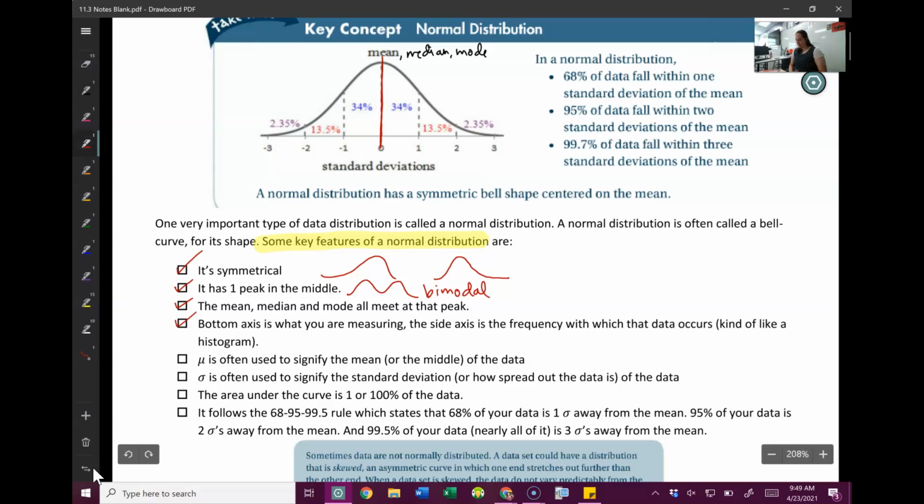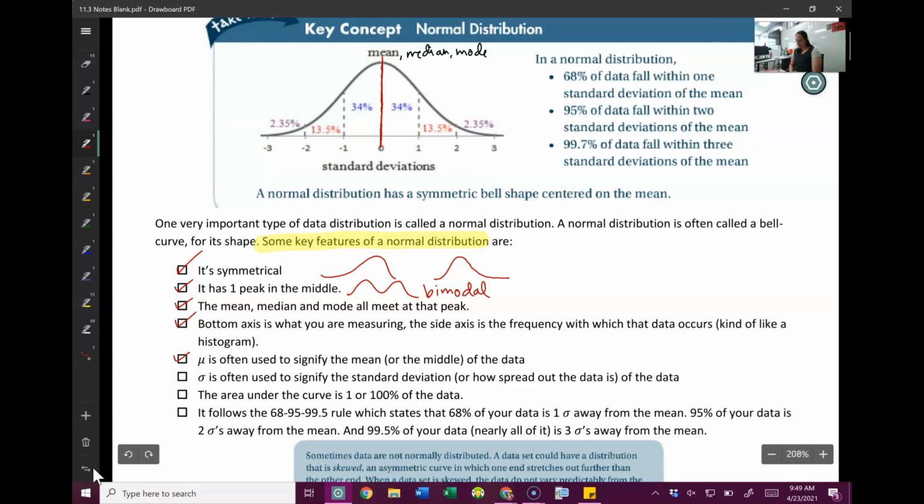Okay, next, the bottom axis is what you are measuring. The side axis is frequency. So kind of like we had talked about with our bar graphs and histograms. This bottom axis is whatever you're measuring. It's time, it's whatever. And then this axis is how often that thing happens, which is why it happens a lot more in the middle, that one hump.